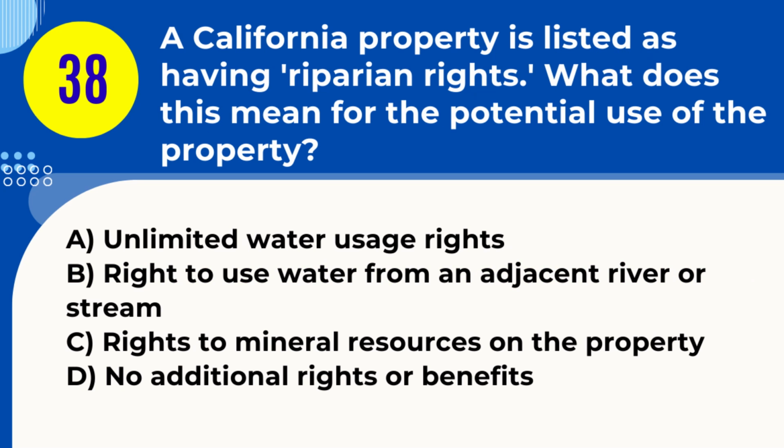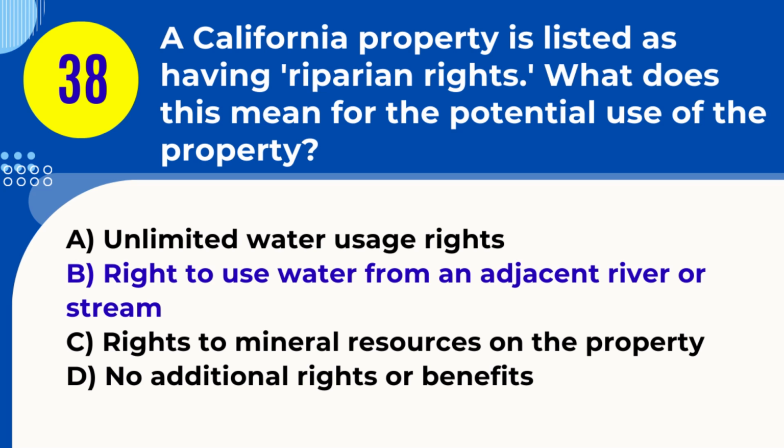Question 38. A California property is listed as having riparian rights. What does this mean for the potential use of the property? A. Unlimited water usage rights. B. Right to use water from an adjacent river or stream. C. Rights to mineral resources on the property. D. No additional rights or benefits.